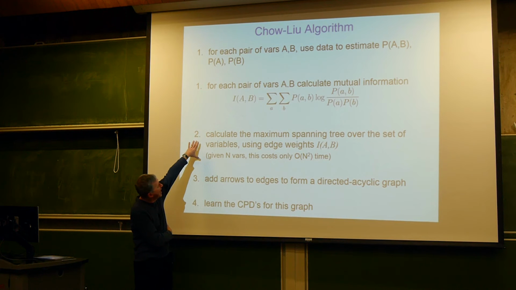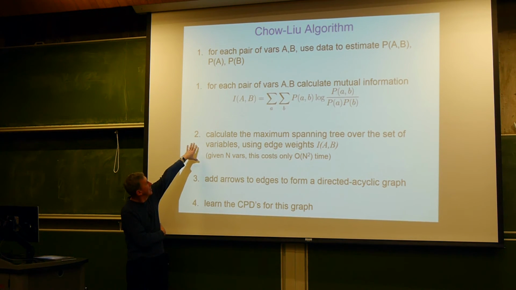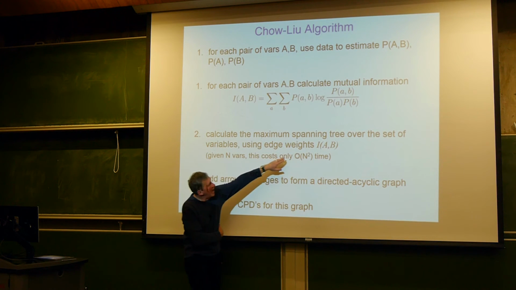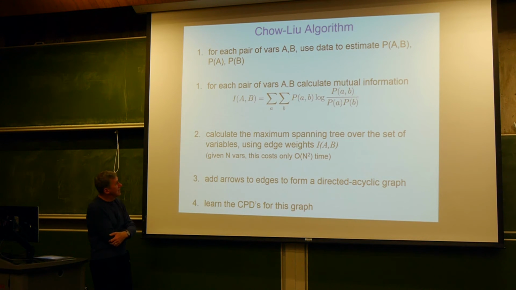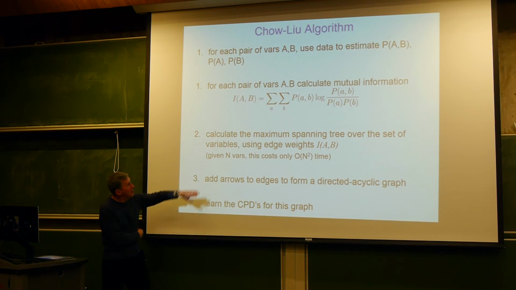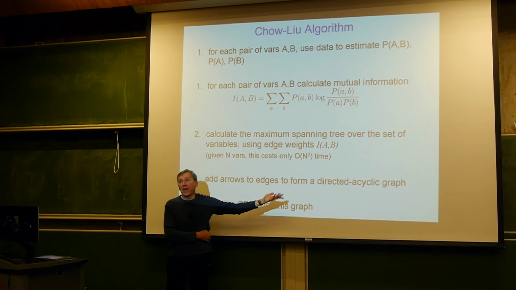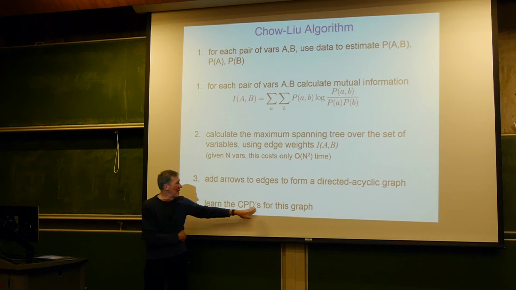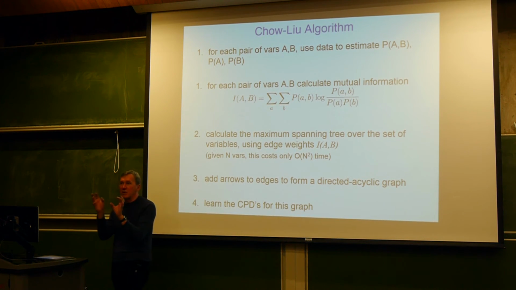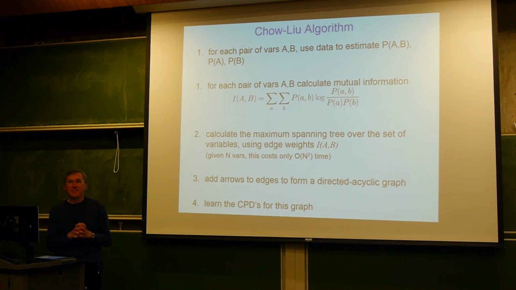Now what I'm going to do is calculate the maximum spanning tree over this set of variables using edge weights, which are the mutual informations I just computed. And it turns out this is also an n-squared operation, finding the maximum spanning tree. And then once I find that, I just put arrows on my edges to make it a tree, a directed acyclic graph. And then now I've got the structure, now I can go ahead and learn the conditional probability distributions associated with each node in my graph. Okay. So that's the algorithm.